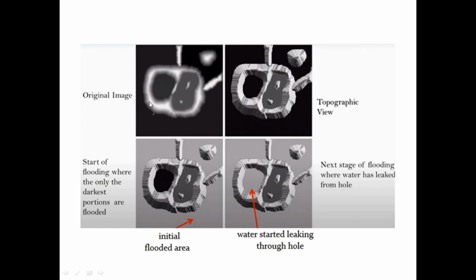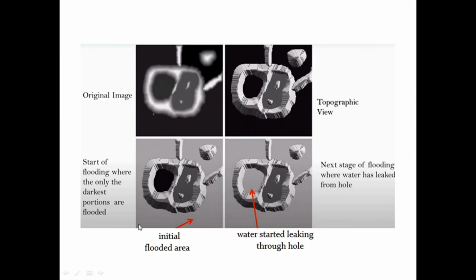This is one more example. This is my original image, and the topographic view of this image is this one. This is the start of flooding, where only the darkest portions are flooded. This portion is flooded here. You can see this portion, right? This portion is starting to flood, which means it tends to collect the water. The level of water in this hole slowly increases.